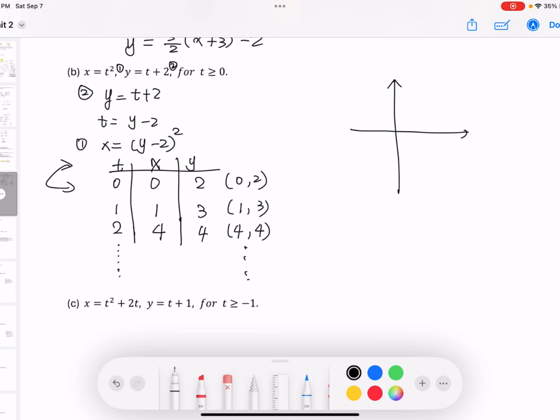First, find (0, 2), and then (1, 3), and then (4, 4). So let's connect it. This is a square root function, and also this is half of our parabola. You can also say half of our parabola.